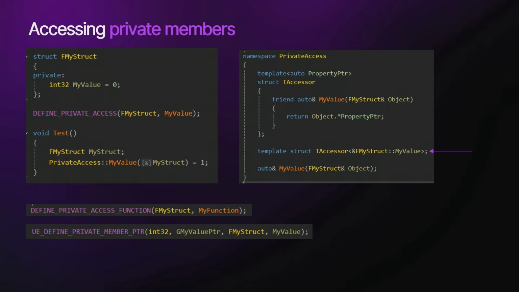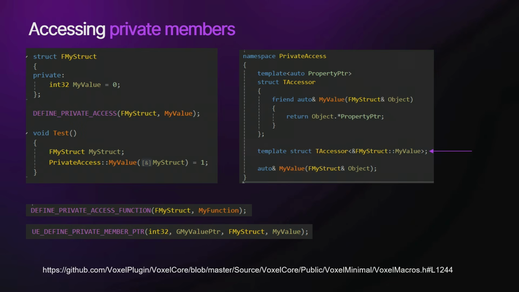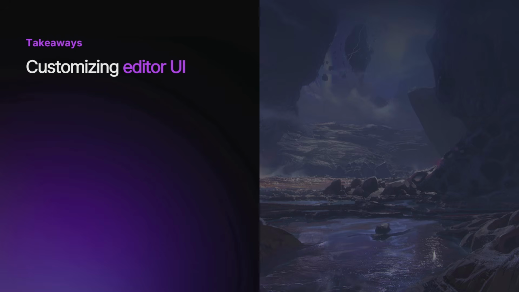If you use Unreal and you don't want to use our custom macros, you can also just use the Unreal version over there. And if you want to check out how we do this, this is where the code is in our open source repo. So yeah, this is the end of this first section.